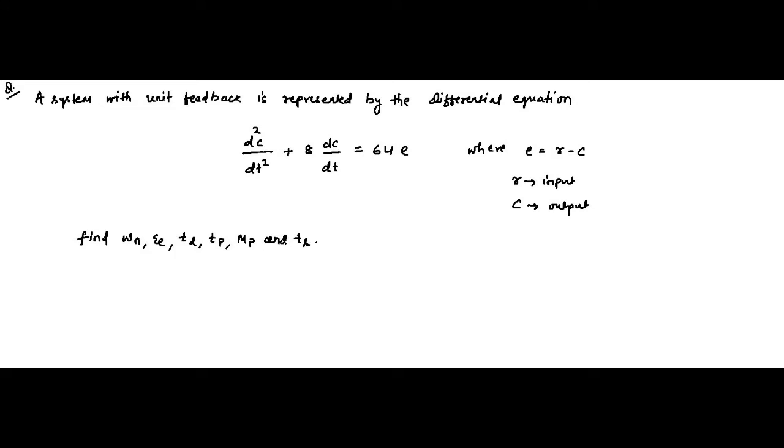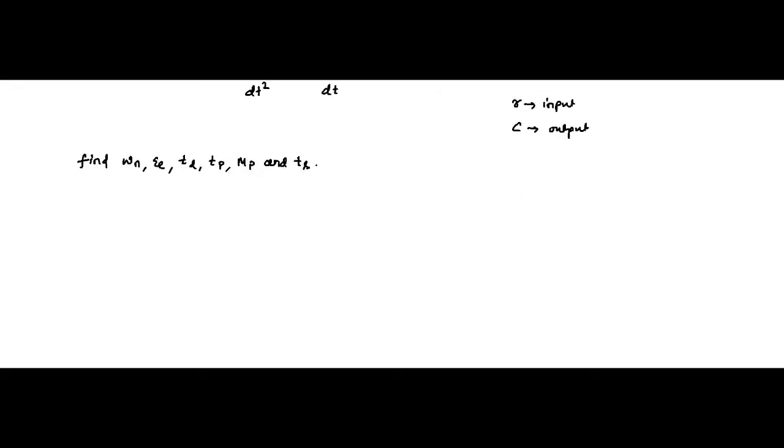So here, we are with another question, and it is given that a system with unit feedback is represented by the differential equation d square c by dt square plus 8 dc by dt is equal to 64e, where E is R minus C, R is the input, C is the output. Okay, so the question is given in a different way as compared to what we have dealt with previously.